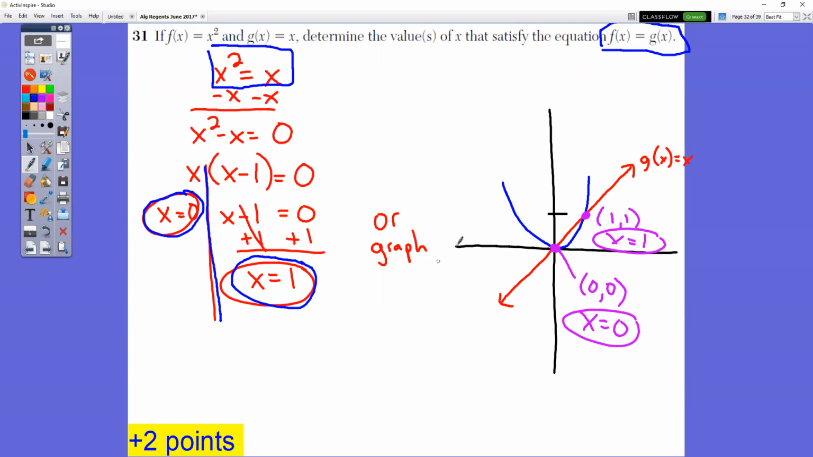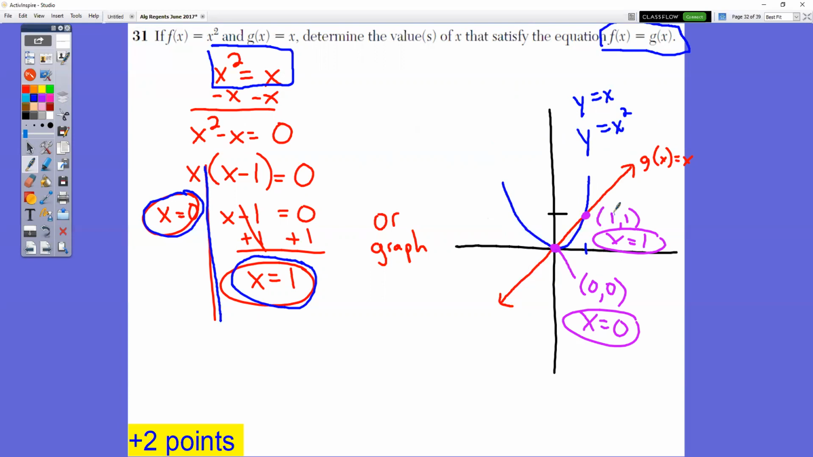The easier way to do it is to just graph the 2 equations. The red line here is y equals x. And the parabola here, in blue, is y equals x squared. So I could graph these 2 and see where they cross. All right, they cross in 2 spots. They cross at these 2 purple points. They cross at (0, 0), and they cross at (1, 1).